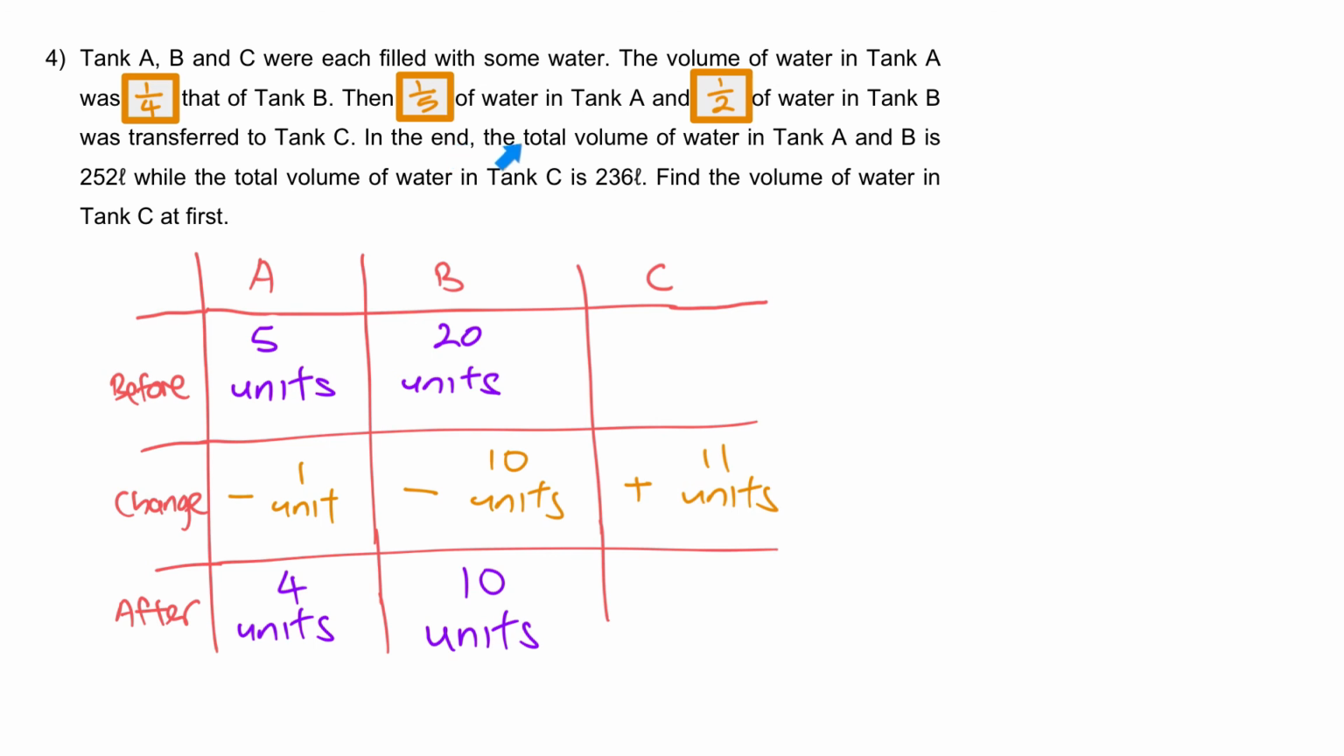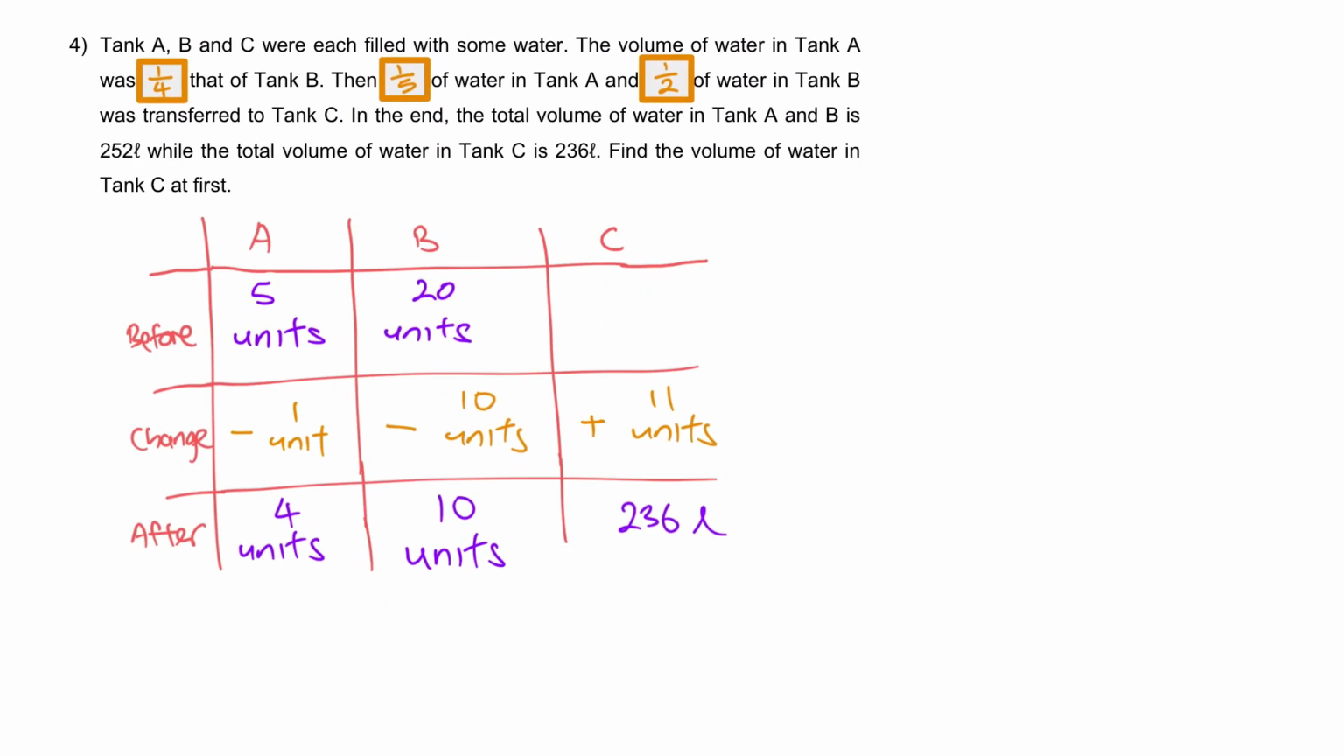Moving on, in the end, the total volume of water in A and B is 252, so 252 is over here. And for C at the end, we know that it's 236 liters, so I'm just going to write it down, 236 liters. Okay, so we have everything filled up. We just need to find this, which is quite straightforward now. We know that 14 units is 252 liters.